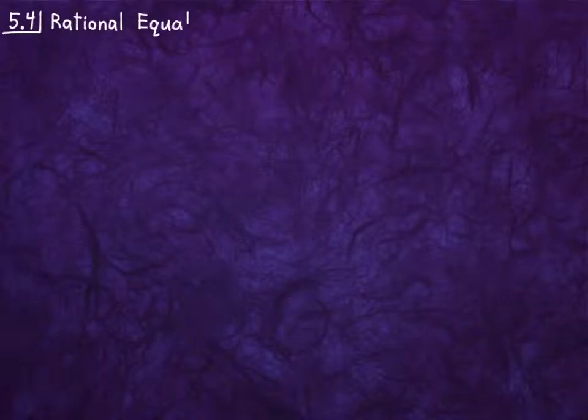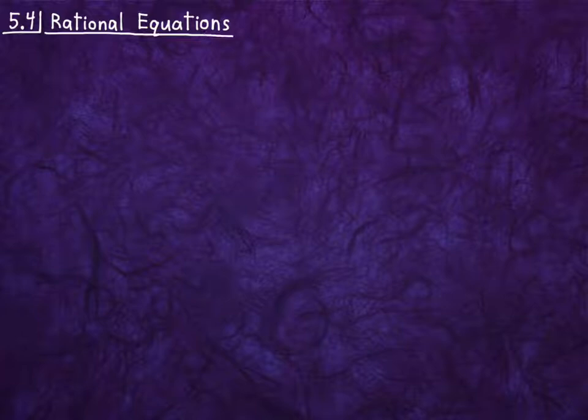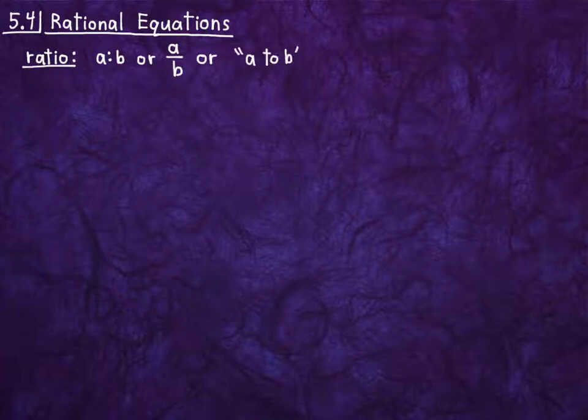All right, this is section 5.4, rational equations, specifically solving rational equations. First, we need to know what a ratio is, since that's where the word rational comes from.